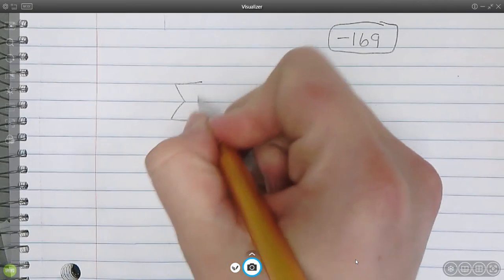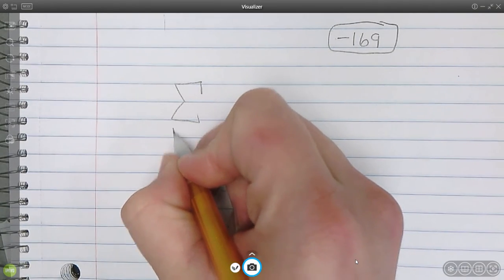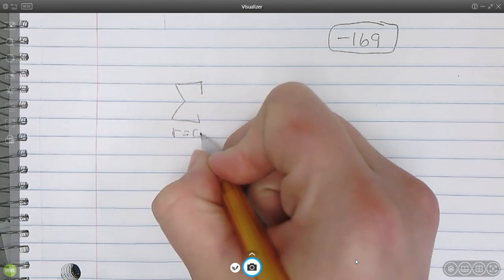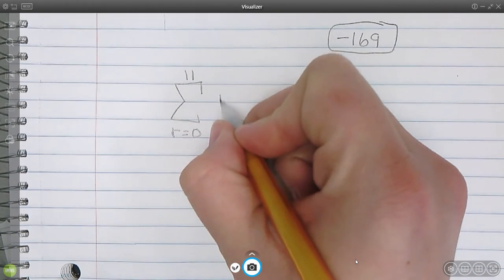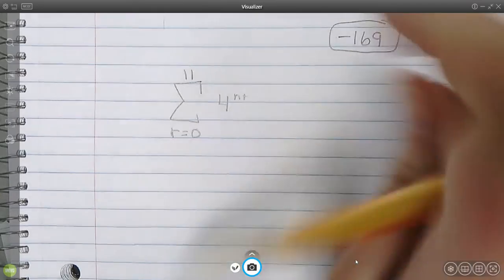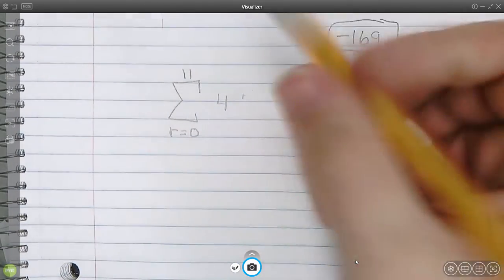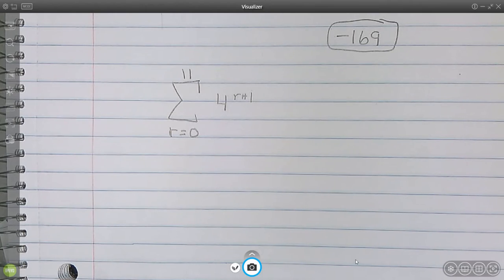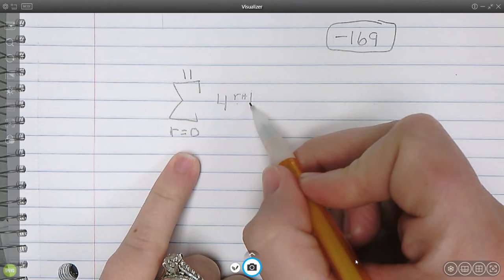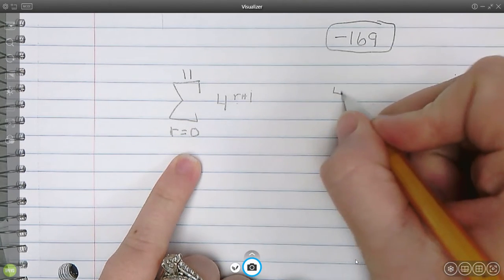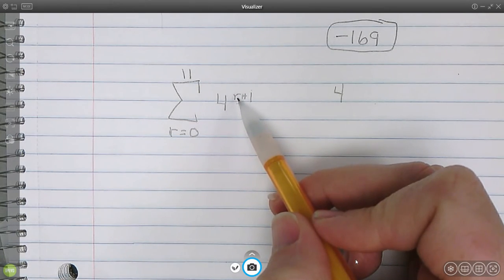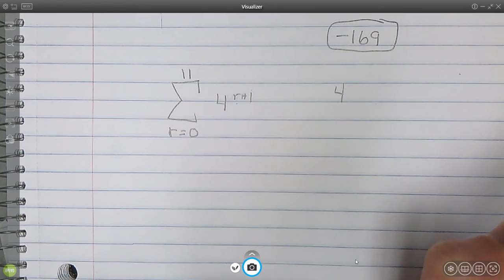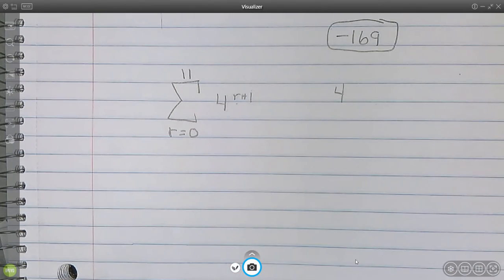Okay, so let's try one with multiplication. We can do r equals 0, and then let's go to 11, and let's do 4 to the r plus 1. For our first term, we plug in a 0. So 0 plus 1 gives you 1. 4 to the first is 4. Once you see you have a variable in your exponent, you know it's going to be geometric, because you're multiplying 4 times 4 times 4 times 4.